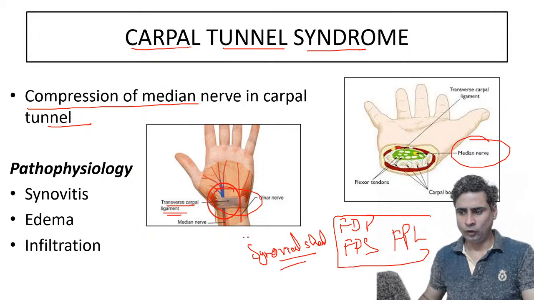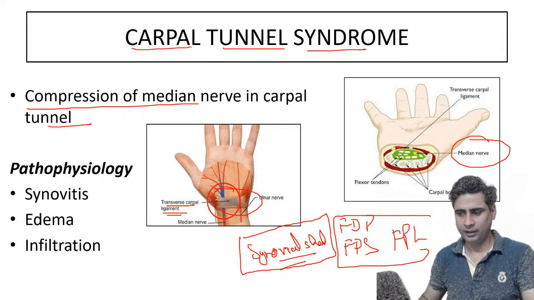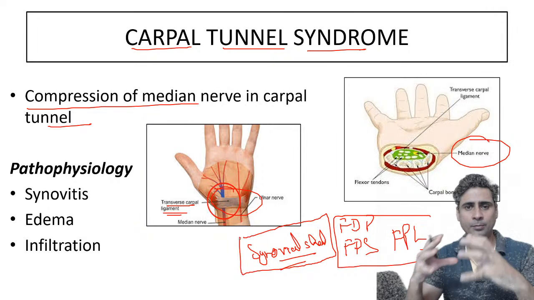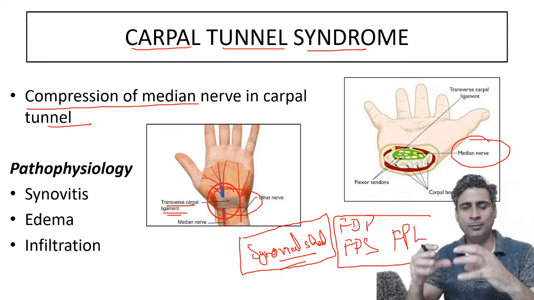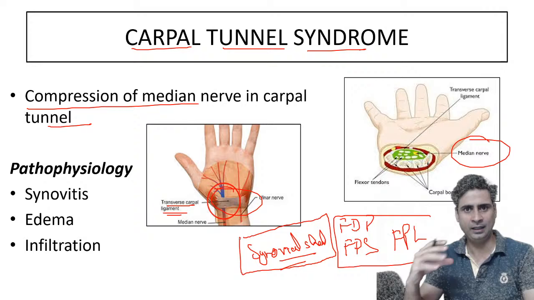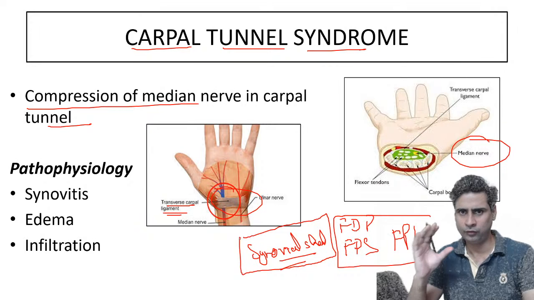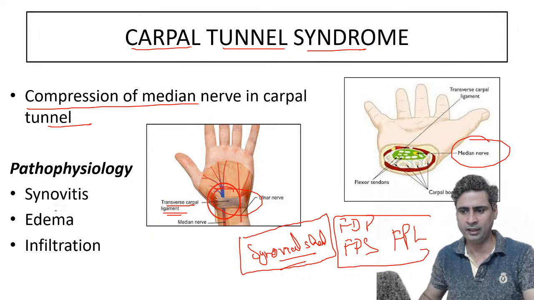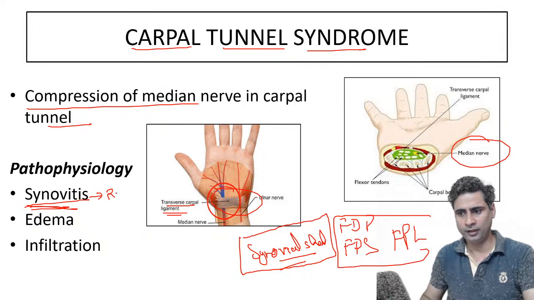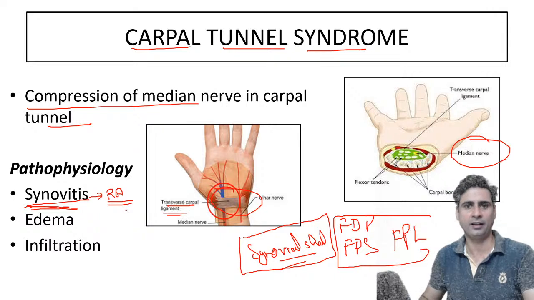So if this synovial sheath becomes swollen, the available space in the carpal tunnel will be less. The available space for the median nerve in the carpal tunnel will be less. So it can cause compression of the median nerve in the carpal tunnel. So any cause of synovitis, and the most important one is rheumatoid arthritis. It may be tubercular synovitis also.